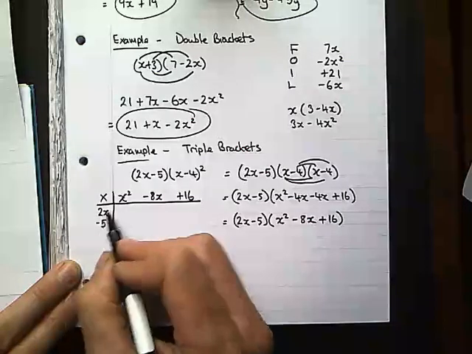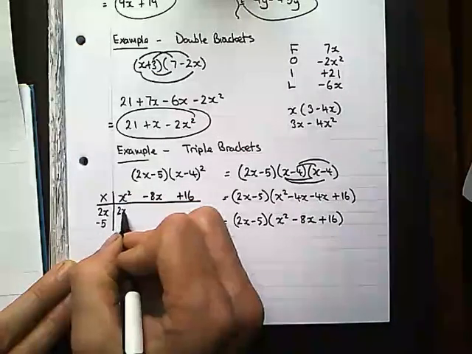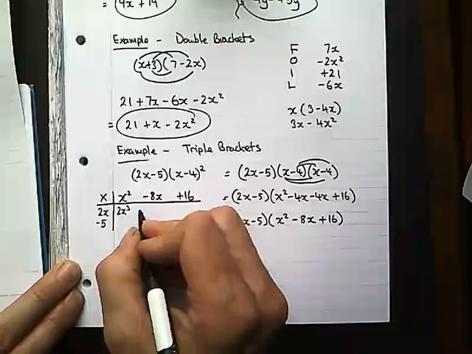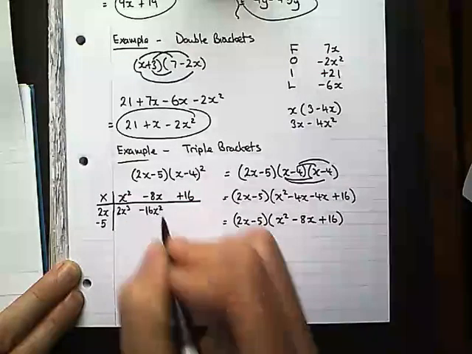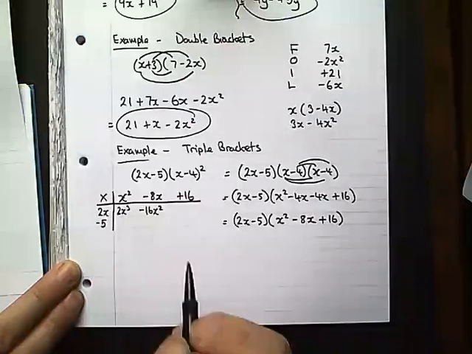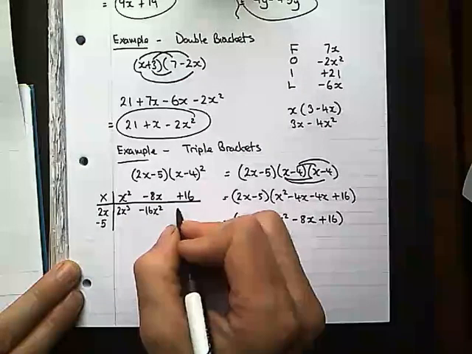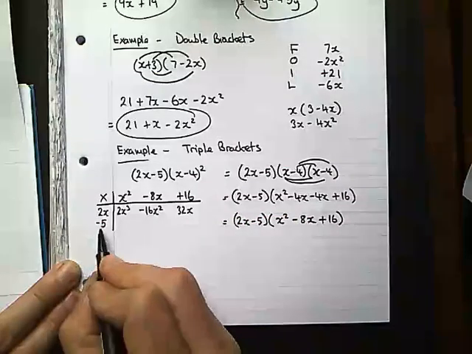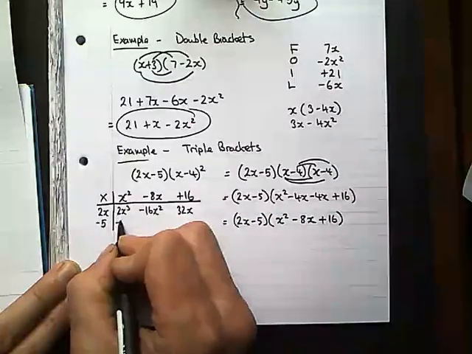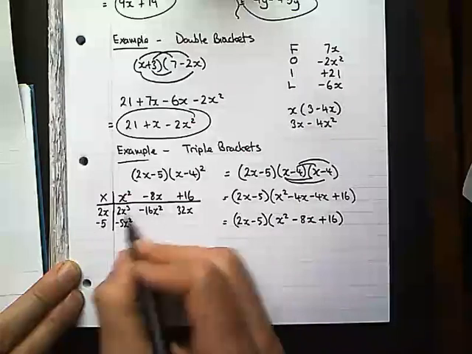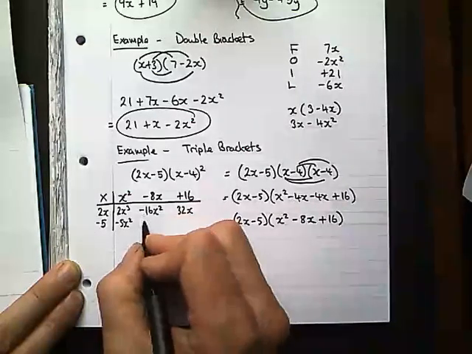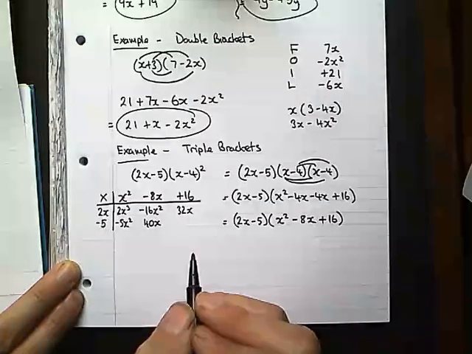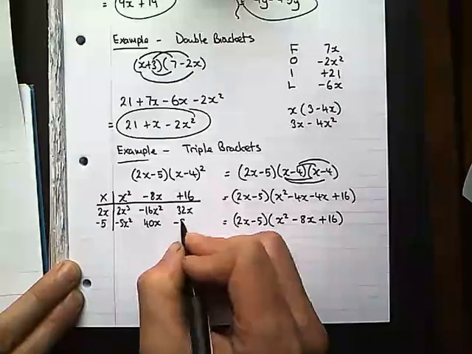So 2x times x squared is 2x cubed. I've got 2x times minus 8x, which is minus 16x squared. I've got 2x times 16, and that's a 32x. Then I've got minus 5 times x squared, which is minus 5x squared. Minus 5 times minus 8x, which is 40x. And then minus 5 times 16, that's going to get me minus 80.